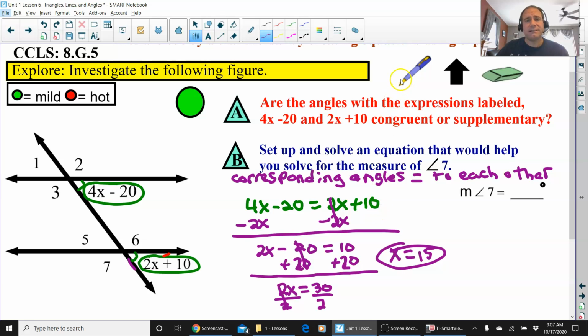X equals 15 is not the answer, though. They want the measure of angle 7. So we're going to circle the measure of angle 7 right here, and we want to find that angle.